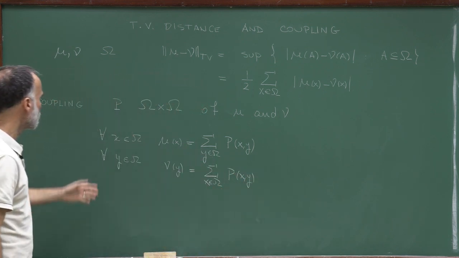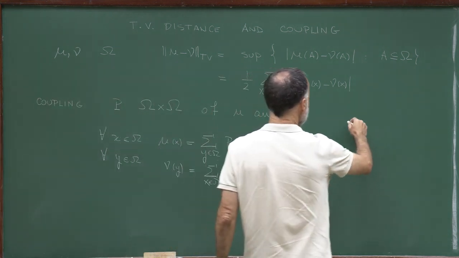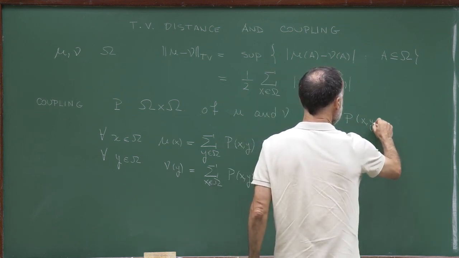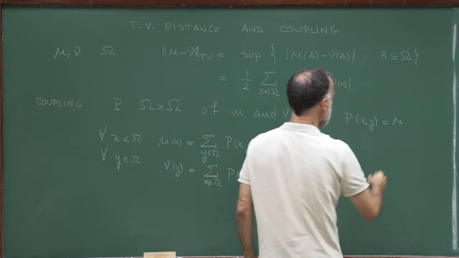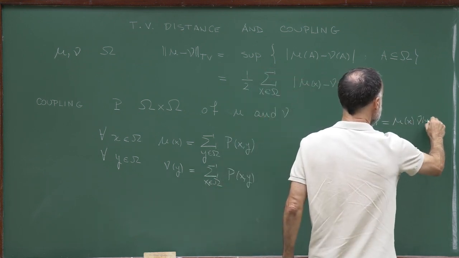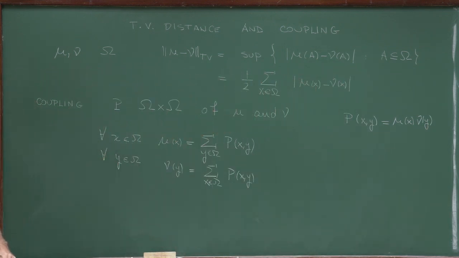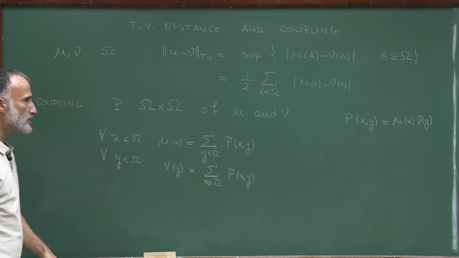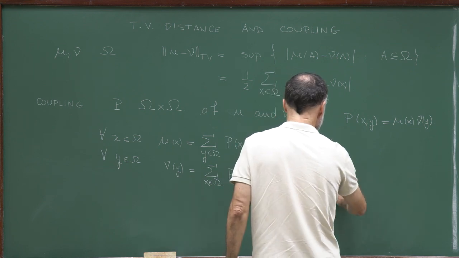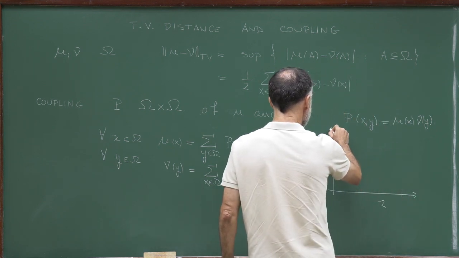And of course, coupling measures always exist. Here is a simple example of a coupling measure. You can take just the product measure. So define P(x,y) as mu(x) times nu(y), and you can check that these two identities are satisfied.